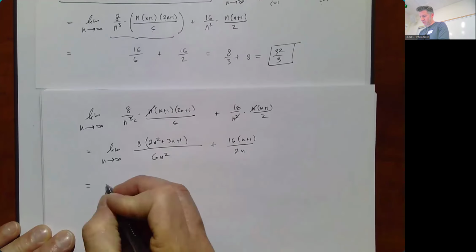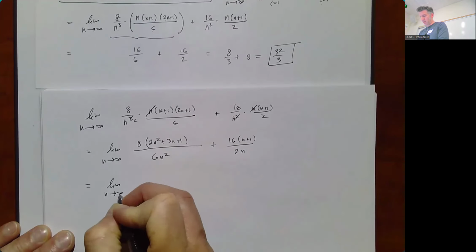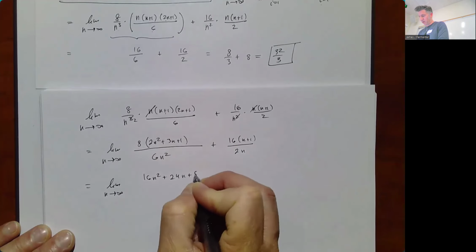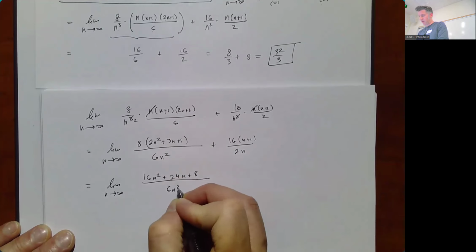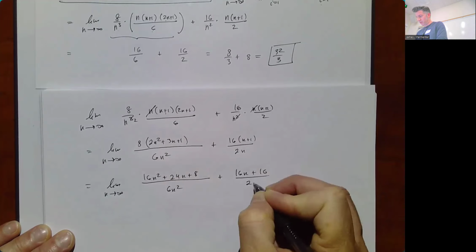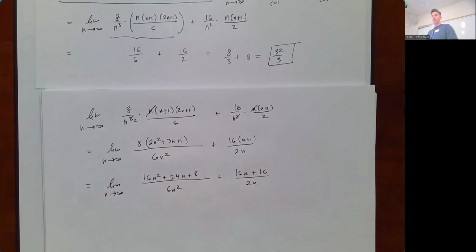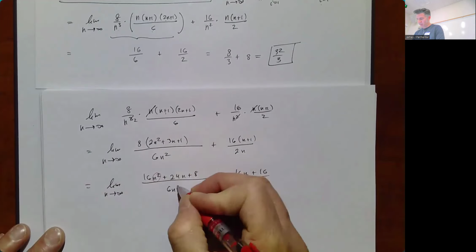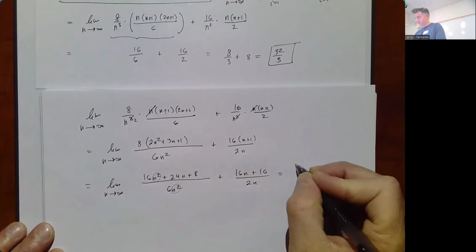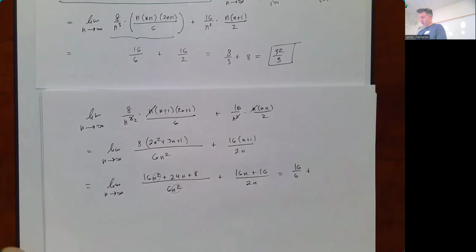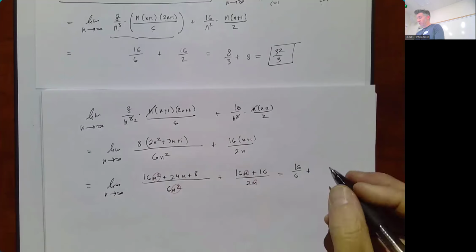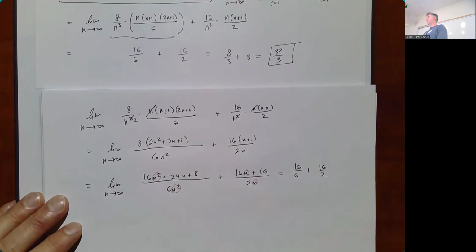Multiplying it out, we get the limit as n goes to infinity of 16n squared plus 24n, plus lower-order terms, over 6n squared, and then plus 16n plus 16 over 2n. And now we see we've got quotients where the degree on top and the degree on the bottom are the same, so the limit is the quotient of the leading coefficients. Same deal over here: the degree on top is 1, the degree on the bottom is 1, so the limit of that part is the quotient of the leading coefficients. That's how we're getting those values.